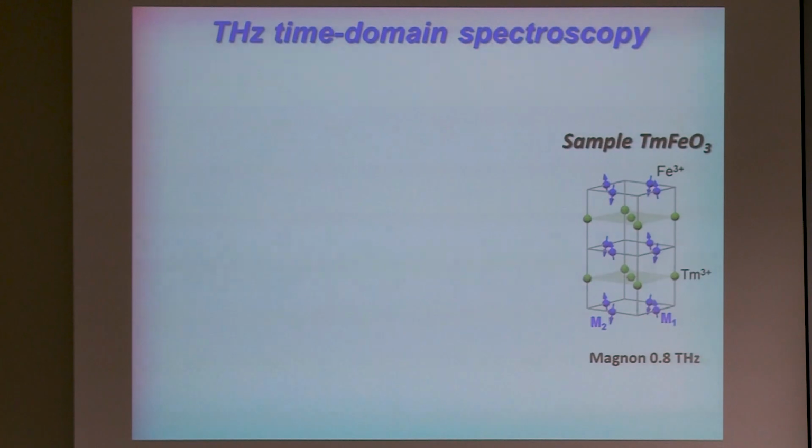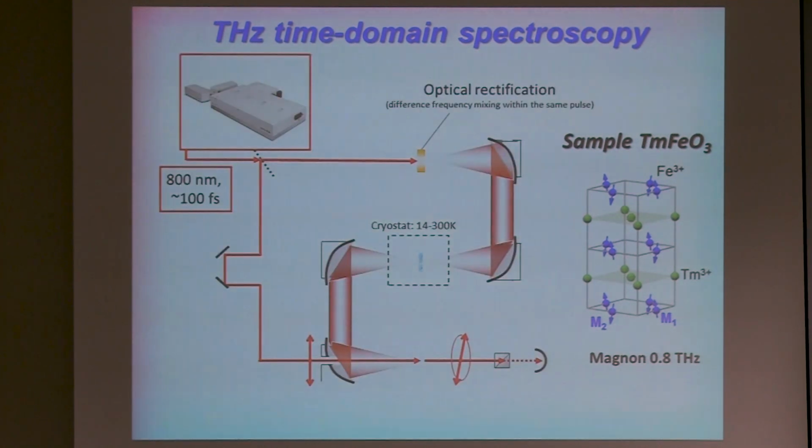So the first system we looked at is thulium orthoferrite, which is a canted antiferromagnet. I will talk about this material a lot today, but for now, the only important information you need to know is that it supports a terahertz magnon around 0.8 terahertz. So we first performed terahertz time-domain spectroscopy on this material. The sketch of the experiment is shown on the slide.